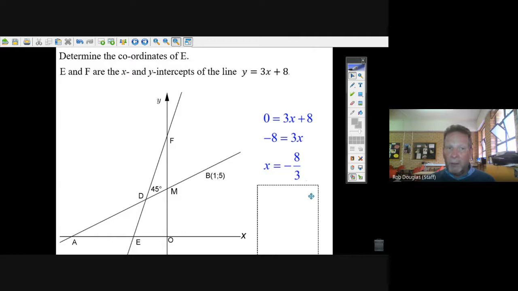But you don't have the answer yet because they asked for the coordinates. So you have to write, the coordinates are (minus 8 over 3, 0). Those are the coordinates of E. Let's try the next question.